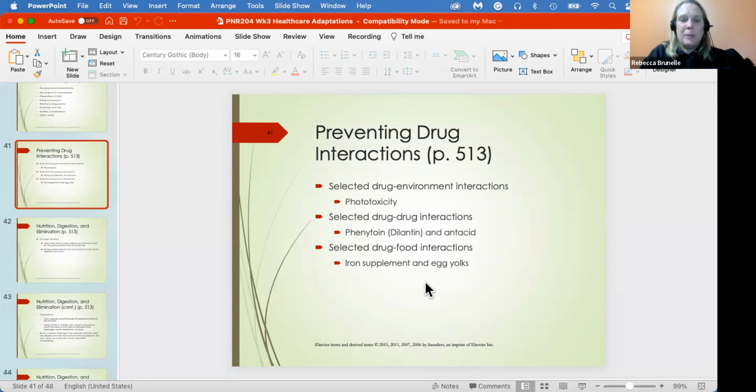You always need to be thinking about drug interactions. Sometimes certain antibiotics make you more photosensitive, and there are certain other interactions. I know a couple people have gotten frustrated with me about this: iron supplements and egg yolks. Egg yolks decrease the absorption of iron, but egg whites do not. So if you're given a question about iron absorption and eggs, if it's egg yolks, they decrease the absorption. But if it's eggs in general, not necessarily.